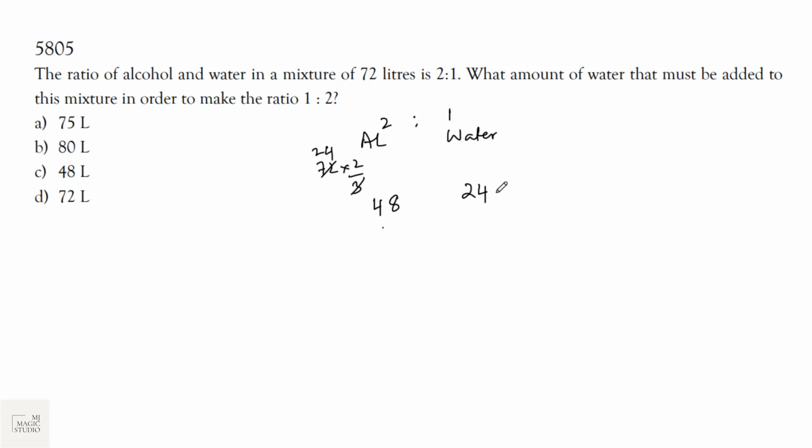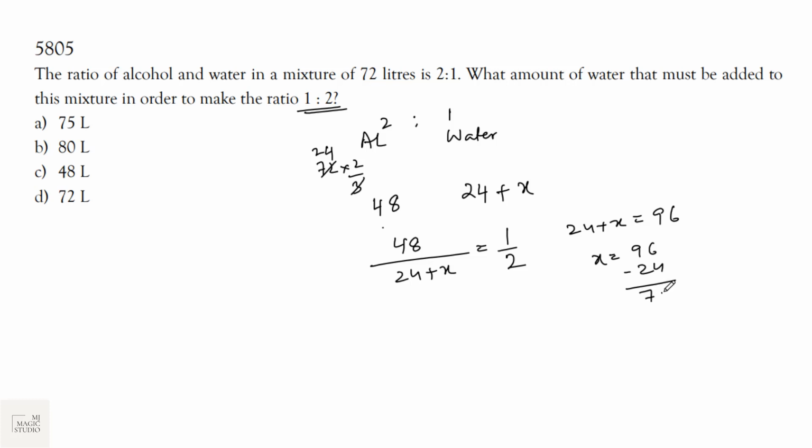Okay, this is initial. What amount of water must be added so that the mixture is in the ratio of 1:2? Okay, 48 by 24 plus x will now become 1:2. So 24 plus x is 96. 96 minus 24 will be 72. 72 liters of water must be added so that this ratio will be converted into 1:2. Option D is the pick.